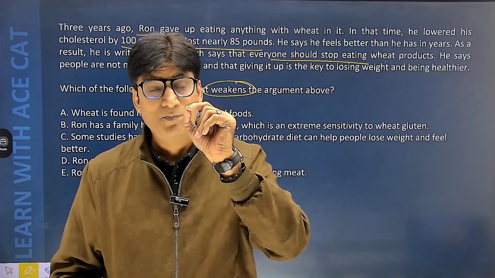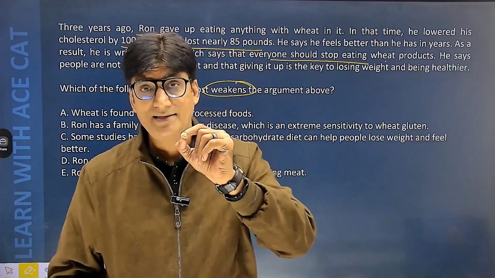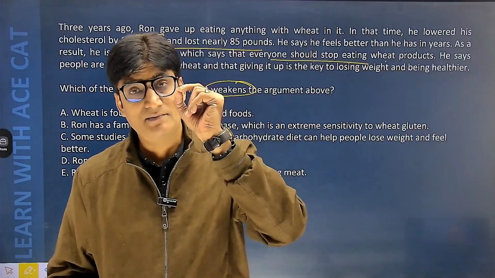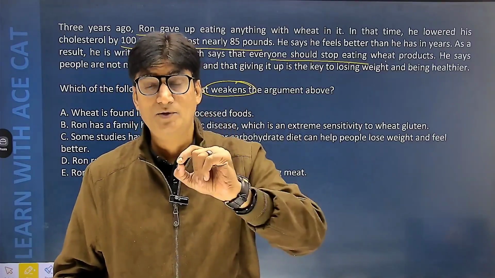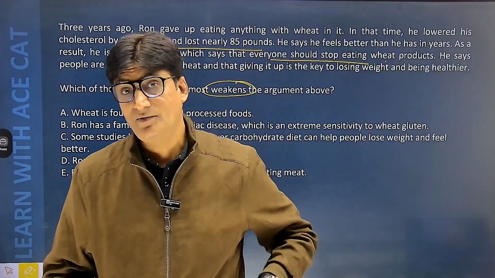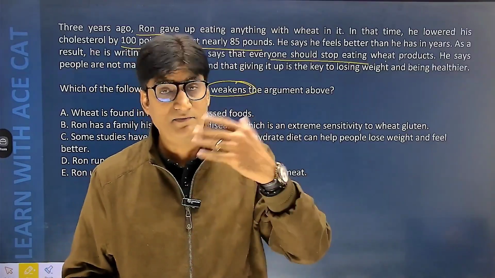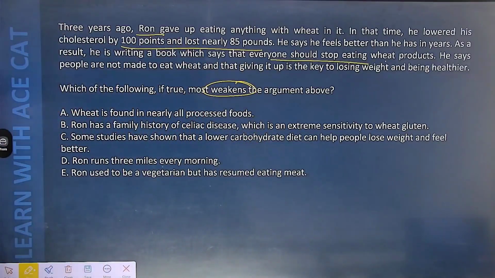वी विल हैव टू जस्टिफाई दैट. वो जो प्रेमाइस है, दैट इटसेल्फ इज नॉट वेरी मच ऑथेंटिक. अगर हमने ये प्रूव कर दिया तो यस, द आर्ग्यूमेंट विल गेट वीकन. एक ही लॉजिक सभी क्वेश्चंस में वी आर अप्लाइंग. नाउ सी, व्हाट इज द बेस्ट आंसर? Wheat is found in nearly all processed foods? No. Ron has a family history of celiac disease.